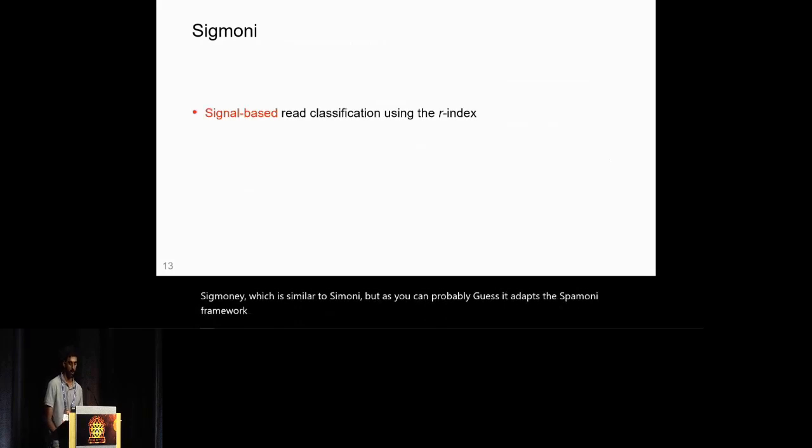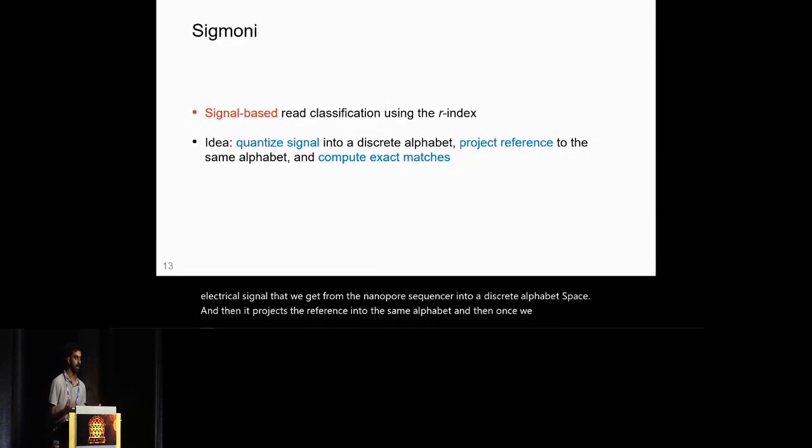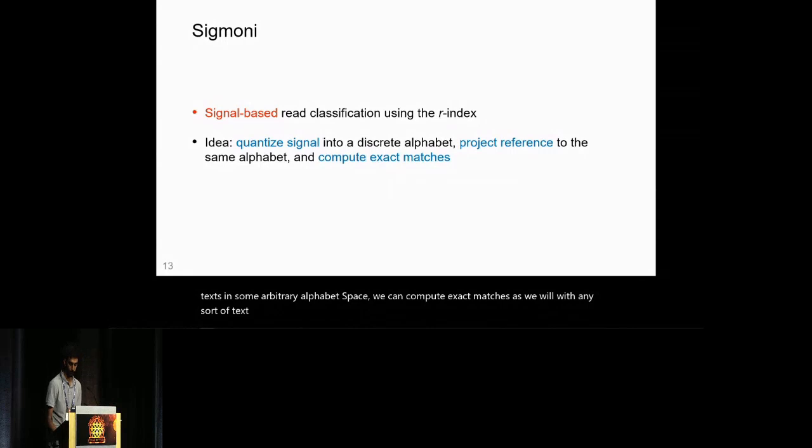So we developed a tool similar to Sigmoni, but as you can probably guess, it adapts the Sigmoni framework to work with nanopore signal. It's a signal-based reclassification system that uses the R-index. Conceptually, it quantizes the continuous electrical signal that we get from the nanopore sequencer into a discrete alphabet space, and then projects the reference into the same alphabet. Once we have these two texts in some arbitrary alphabet space, we can compute exact matches as we would with any sort of text with the R-index Sigmoni framework.